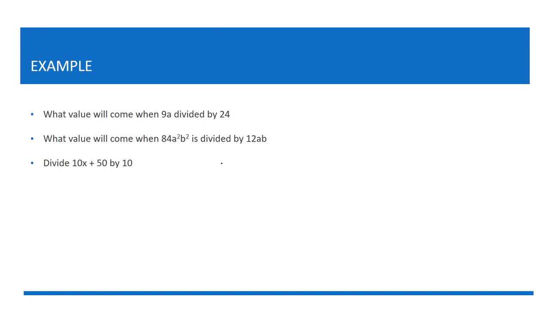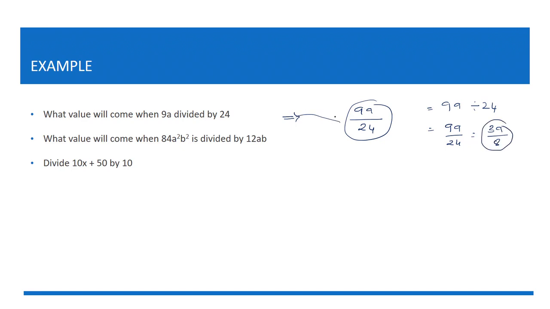What value will come when 9a is divided by 24? So 9a by 24, this is the answer you are going to get. The representation will be 9a divided by 24. Can you simplify it? Yes. 9a by 24, you can divide by 3. 3 3s are 9, 3 8s are 24. So this is going to be the answer for the first example.